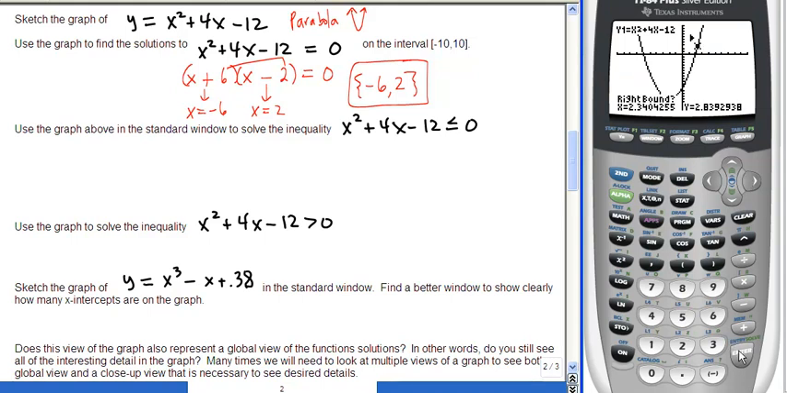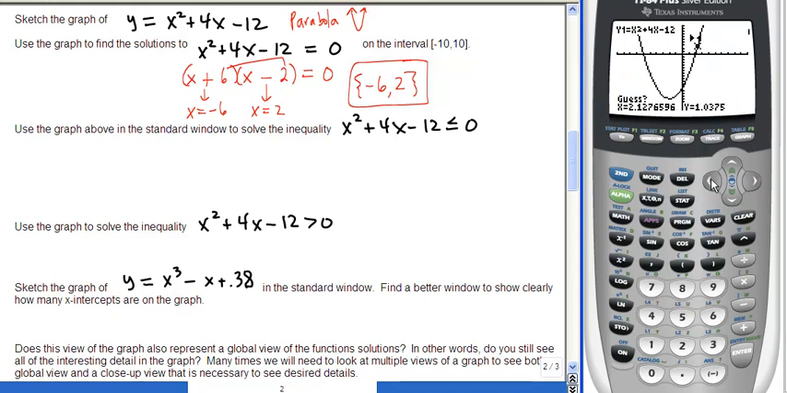And I'm going to hit enter again. And now you should see those two little arrows, which means the real zero, the real intercept, is somewhere between those two bounds. And this time it's asking, well, what's your guess? Where do you think it is?